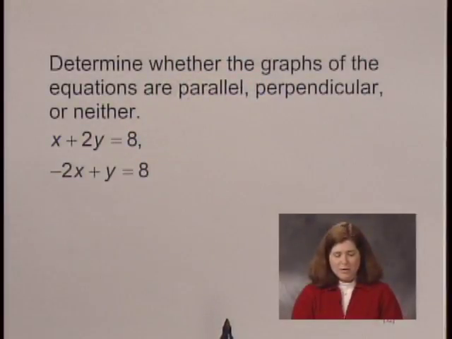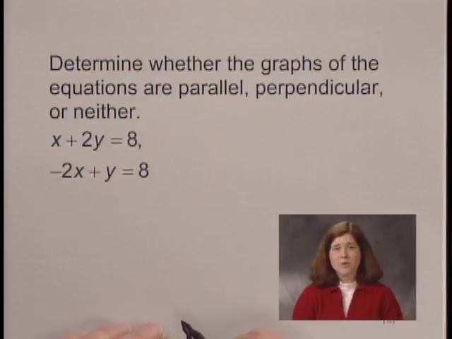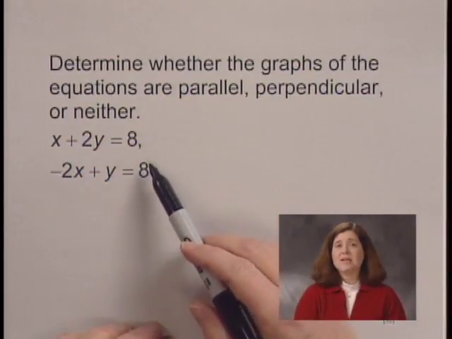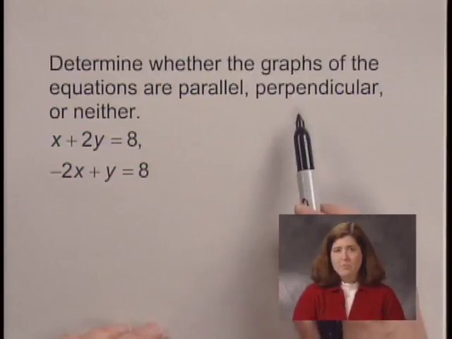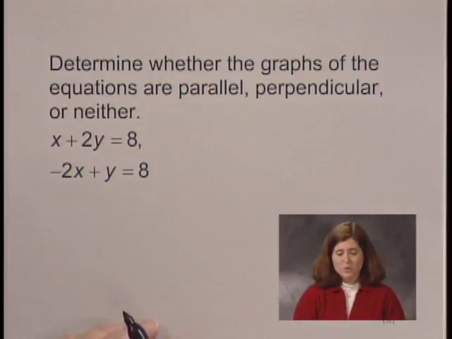In this problem, we'll be looking at parallel and perpendicular lines. We're asked to determine whether the graphs of the equations given are parallel, perpendicular, or neither. The graphs will be parallel if the lines have the same slope, and they'll be perpendicular if the product of the slopes is -1. If neither of those things is true, then we would write neither for an answer.